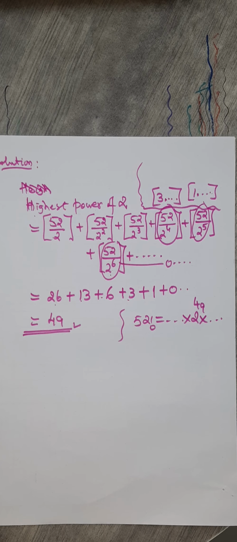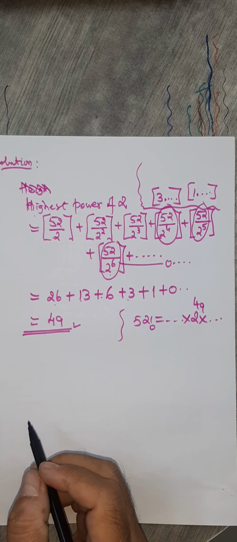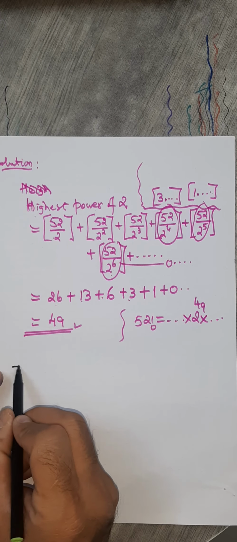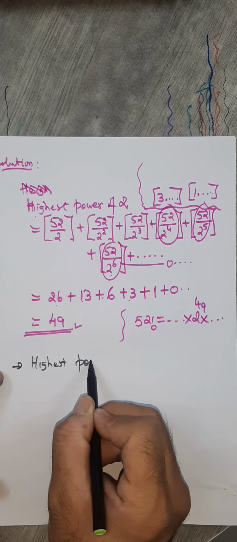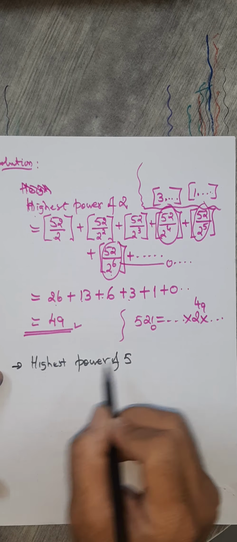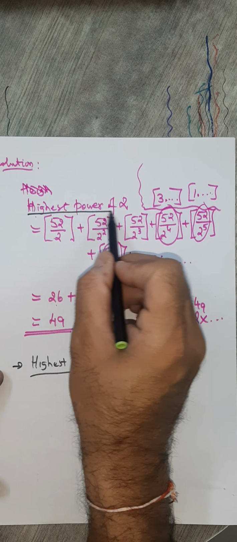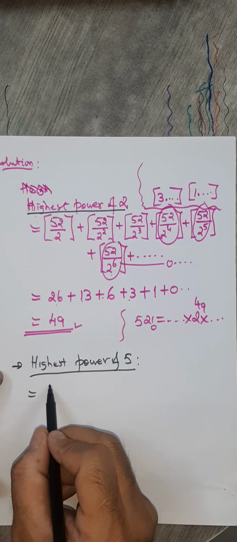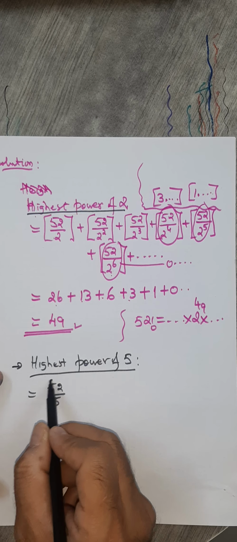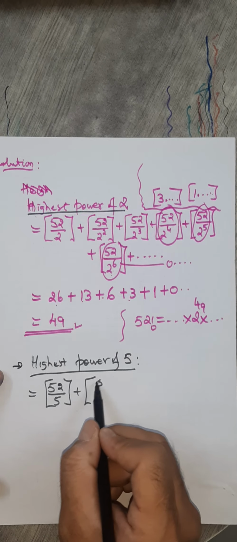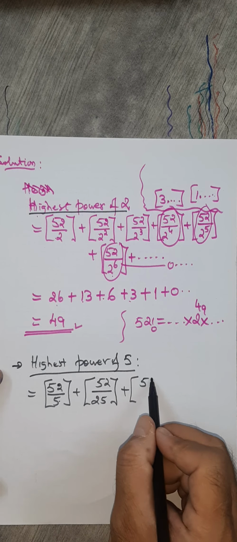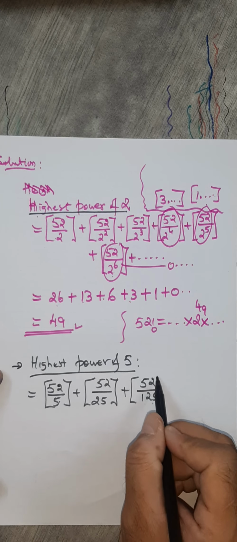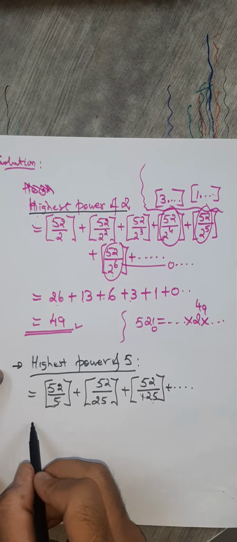Okay. Now what will we do? The same thing will apply for 5. Okay, so the next point is here: the highest power of 5. Of course, in 52 factorial, that was the power of 2, here the power of 5. So we write 52 by 5 plus 52 by 5 squared, which is 25, plus 52 by 5 cubed, that's 125. This is a bigger number, so the answer will be 0 point something, so this becomes 0.